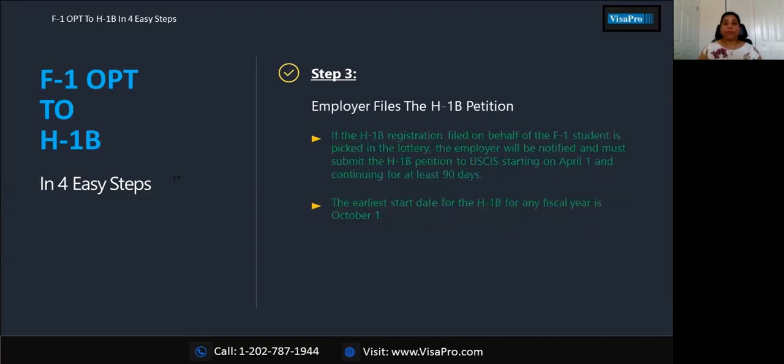Step 3, the employer files the H-1B petition. If the registration filed on behalf of the F1 student is picked in the lottery, the employer will be notified and then must submit the H-1B petition to USCIS starting on April 1st and before the expiration of 90 days. The earliest start date for the H-1B for any fiscal period is October 1st. So what happens to students whose F1 status or work authorization expires before October 1st?